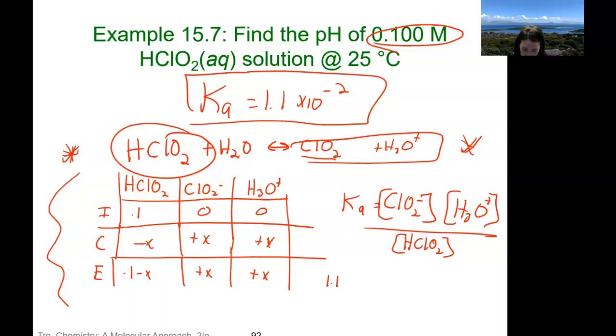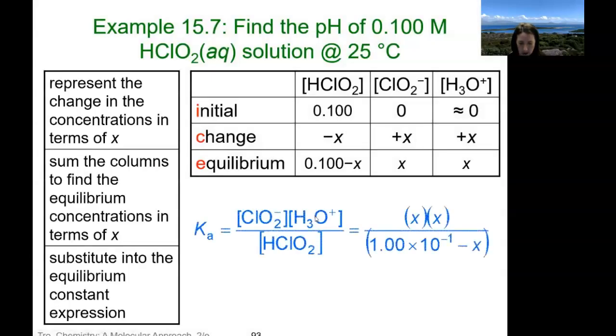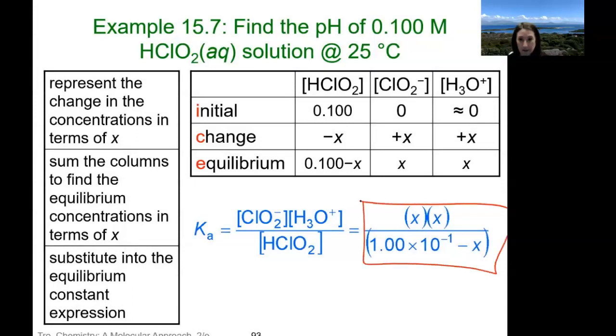Then we put our numbers in. 1.1 times 10 to the negative 2 equals X times X over 0.1 minus X. Or X minus 0.1, doesn't matter because we're going to ignore it anyway. Okay, so now I'm just going to do this all neater. Here's everything we have. This is where we got to. 0.1 minus X. And then we're going to ignore that. So now we're going to ignore that X.